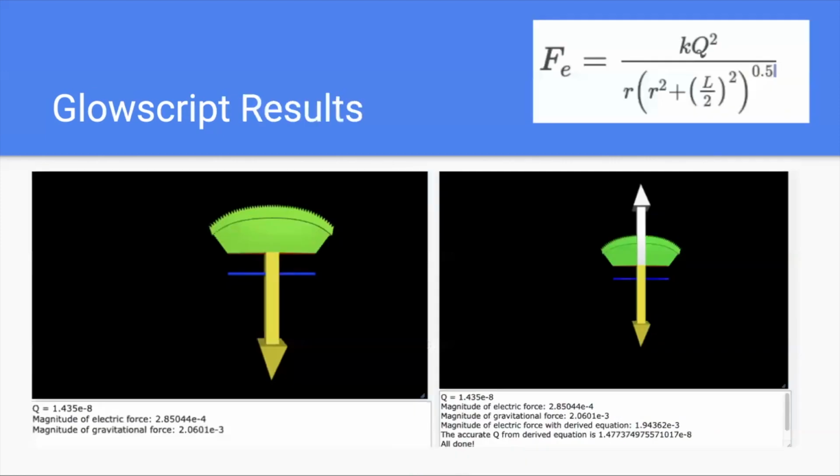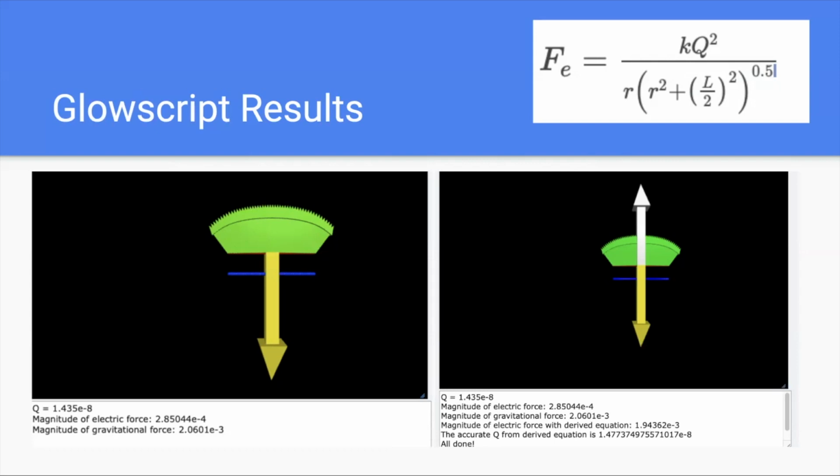So here were the results of the GlowScript code. On the left, we have the original code that uses the point charge. And on the right, we have when we use the derived equation in order to get the magnitude of the electric force. And as you can see, on the left side, the magnitude of the electric force is a factor of 10 smaller than the magnitude of the gravitational force, when they should theoretically be equal.